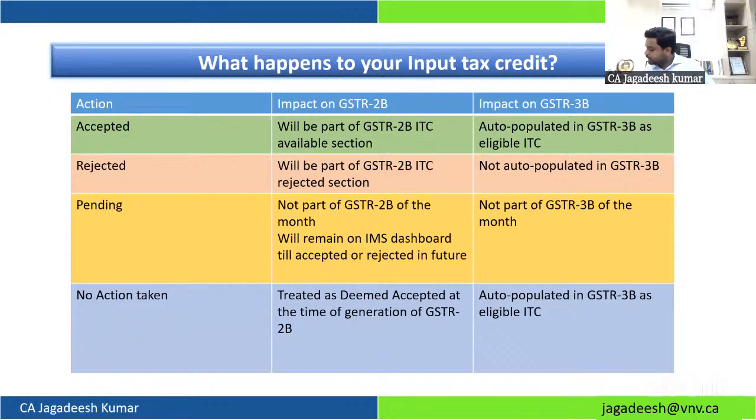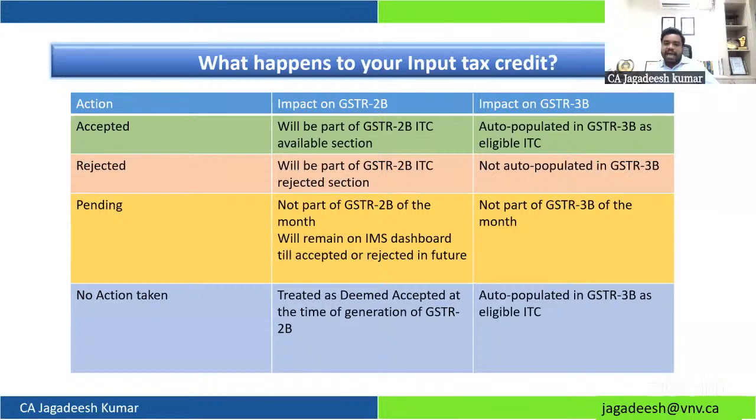If I accept it, it will be part of my 2B, and will get auto-populated in my 3B also. If I reject it, it will be part of my 2B in the ITC not available bucket and also not populated in my GST3B. And if I keep it pending, it will not be part of my 2B of the month. It will keep on coming in the next months till I take action on that invoice, and it will also not be part of my 3B.